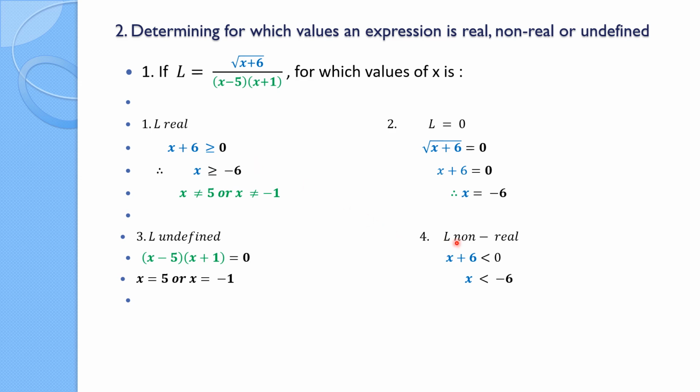Right? And they say L non-real. So for it to be non-real, the square root must always be less than 0, meaning there's a negative under the square root. So x plus 6 less than 0. If I take 6 over, x less than negative 6.